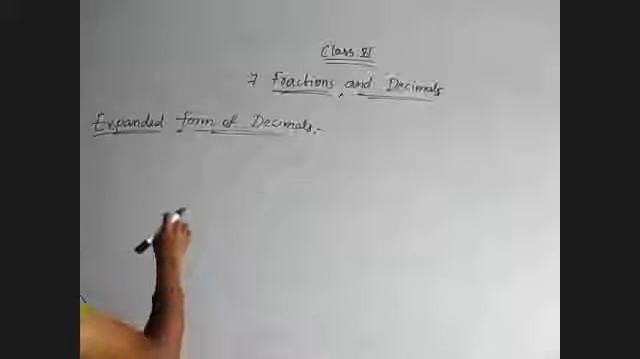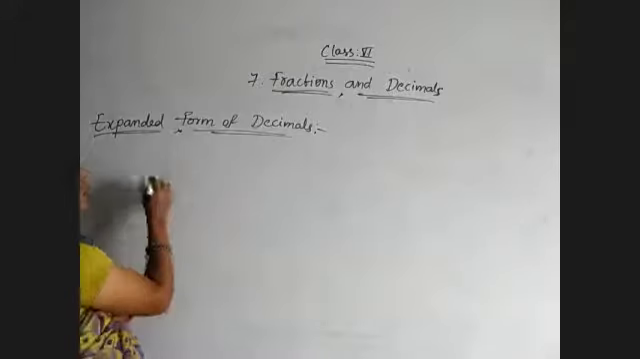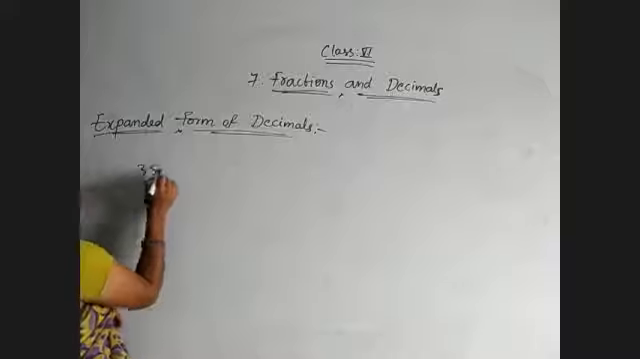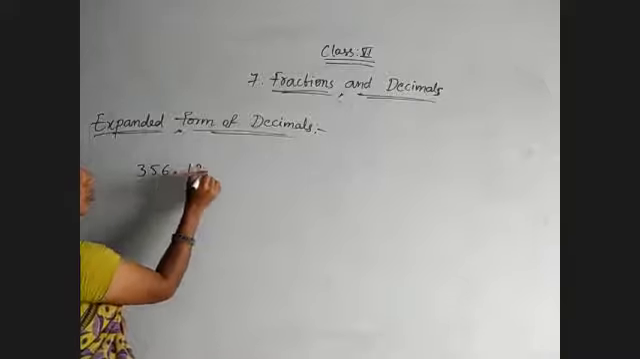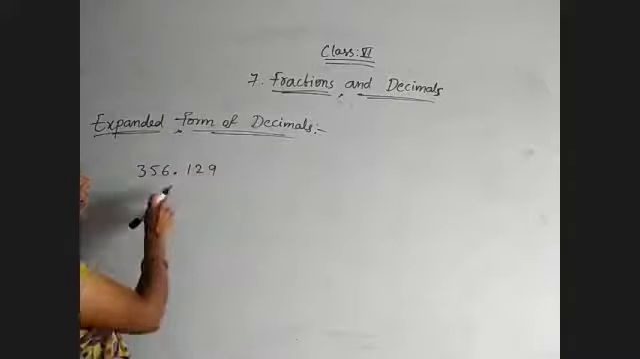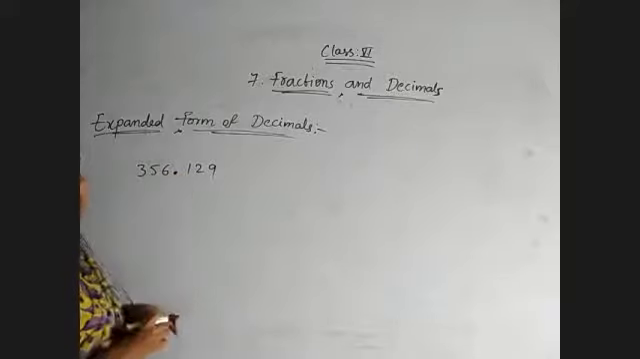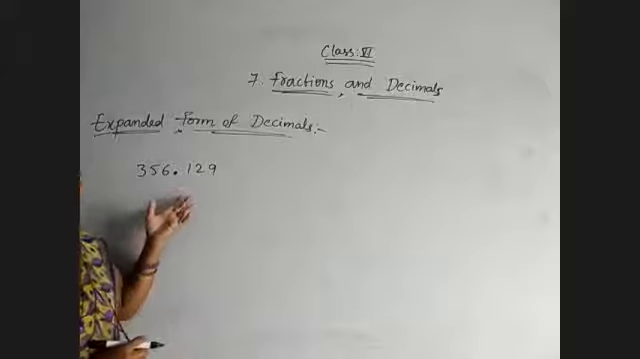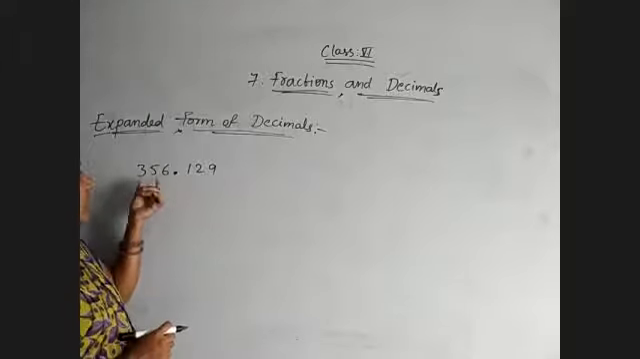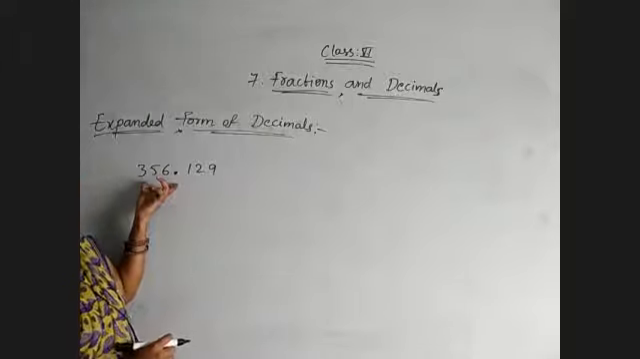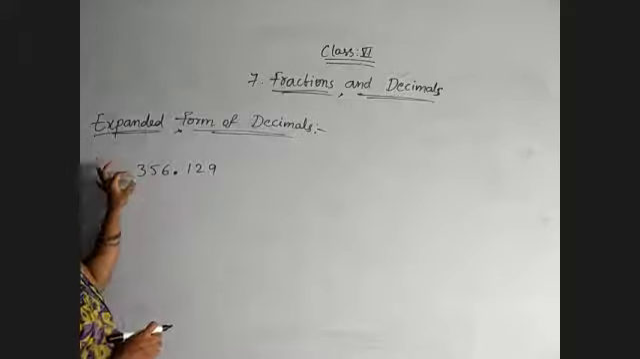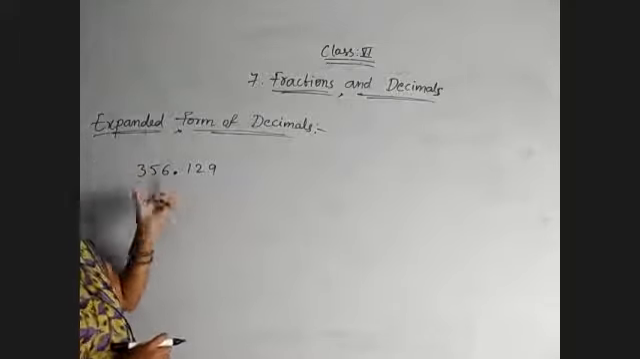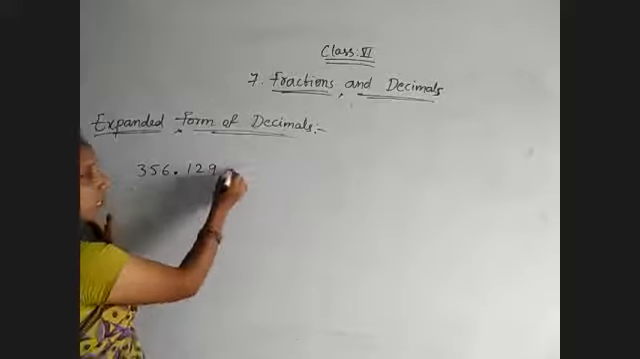Let us discuss what is meant by expanded form. Suppose I have a decimal number 356.129. I want to write its expanded form. Expanded form is nothing but expressing the given number as a sum of place values of each digit in that number. Just observe that.